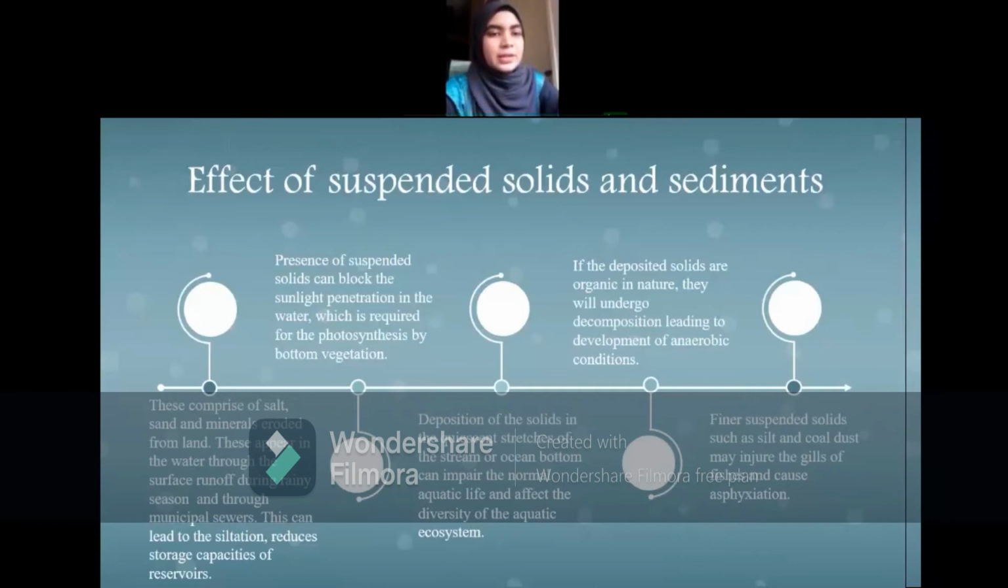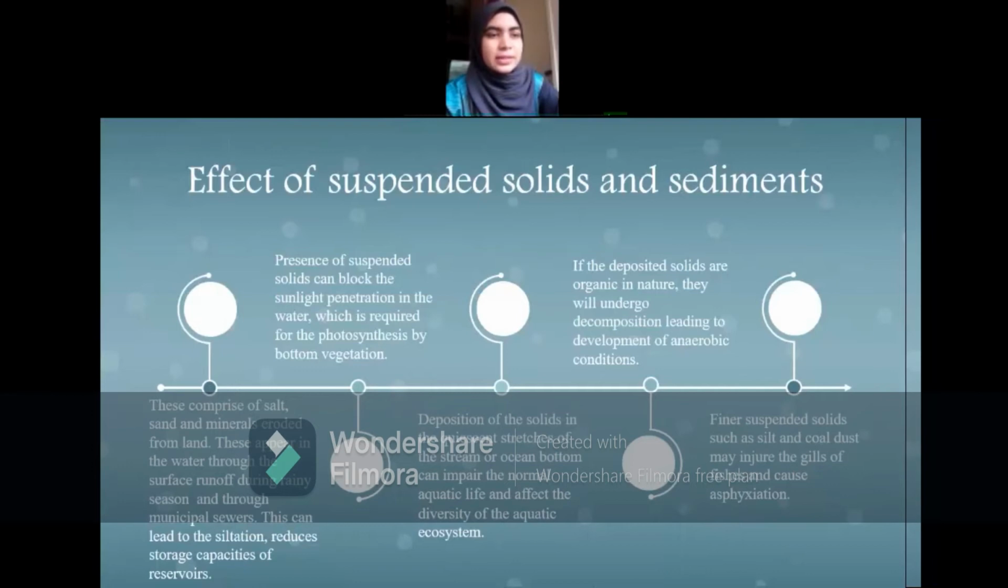Next, presence of suspended solid can block the sunlight penetration in the water, which is required for the photosynthesis by bottom vegetation. As the amount of light passing through the water is reduced, photosynthesis slows down. Reduced rate of photosynthesis causes less dissolved oxygen to be released into the water by plants.